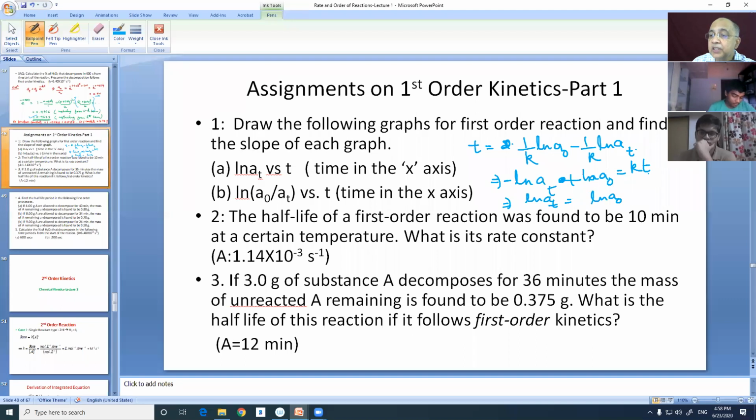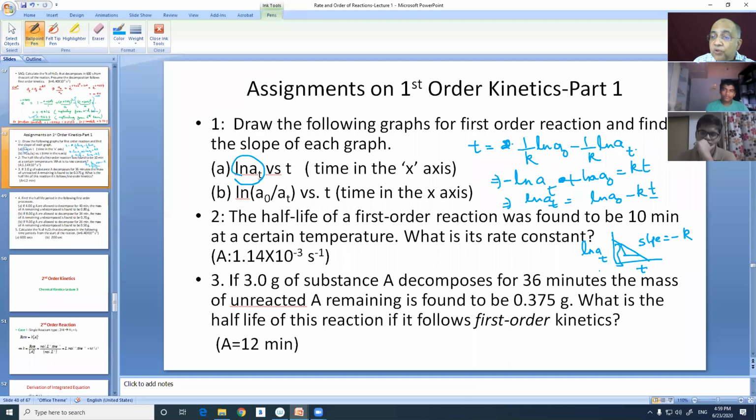This will go to this side, this will come to this side, minus KT. Now I have given you the question, the y coordinate is ln AT. So we have brought the y coordinate to the left. So now ln AT will be the y coordinate and time is the x coordinate, and minus means again it will be the same type of negative slope, and the slope will be equal to minus k.